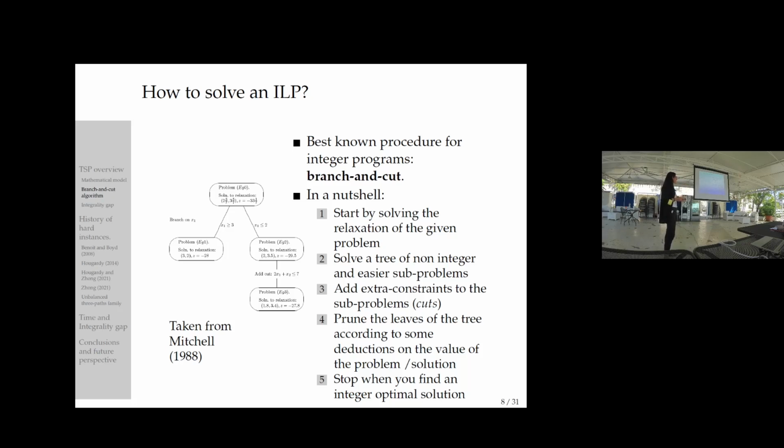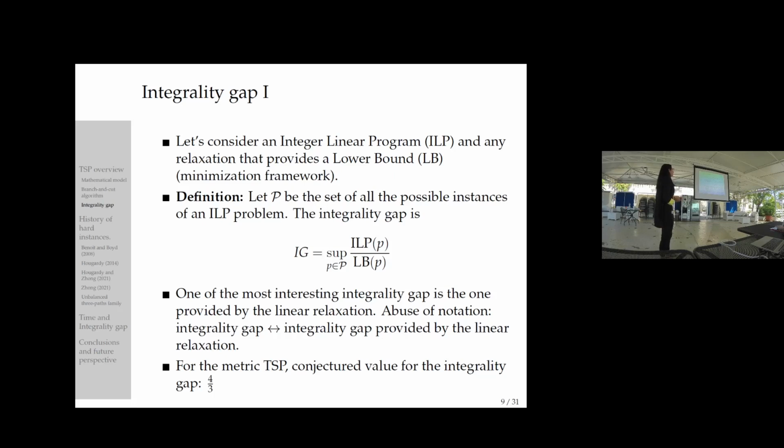You stop when you find an integer optimal solution. So, as I said, you start by solving the relaxation, the second problem I mentioned, and then you end by obtaining the solution of the first problem I mentioned, so an integer one. It is clear that the closer the first problem is to the last one, the easier it should be to solve this problem. And this is where the definition of integrality gap comes in. If we consider an integer linear programming and a relaxation that provides a lower bound, as I said, any relaxation, but we will focus on the linear relaxation, we can define the integrality gap as the supremum over all the instances of a specific problem.